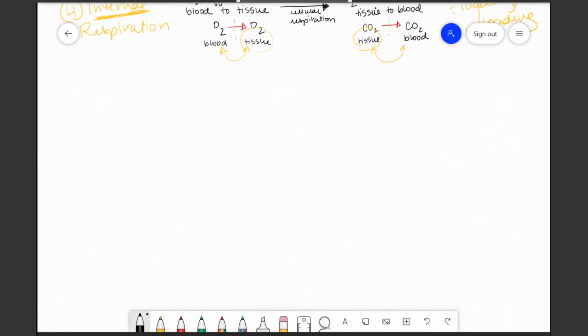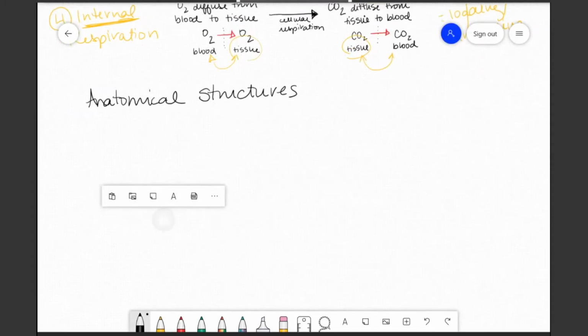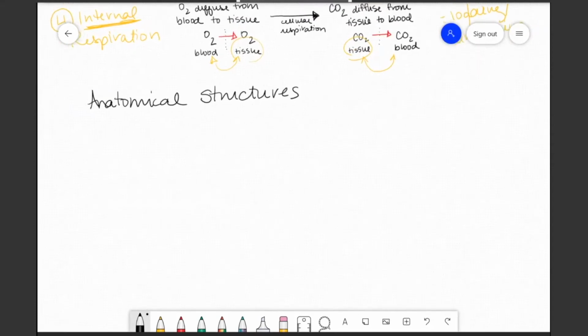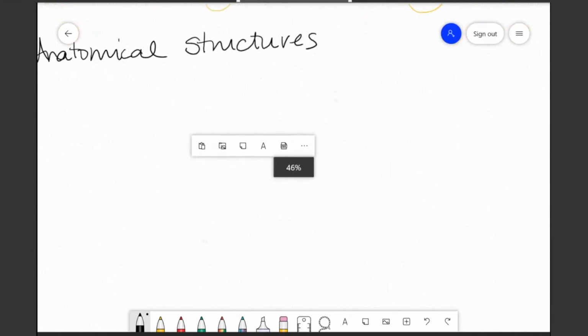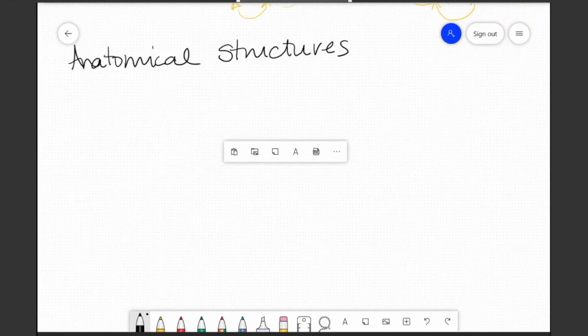But right now we're going to switch gears and do our actual anatomical structures. So what allows our body and our system to be able to do this inhalation, exhalation, respiratory process? So we're just going to break it down. We're not going to go into all of the specifics for this, but we're going to break it down a wee bit for our anatomical structures of our respiratory system.